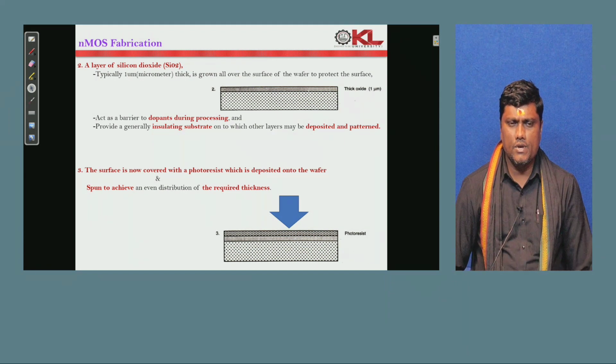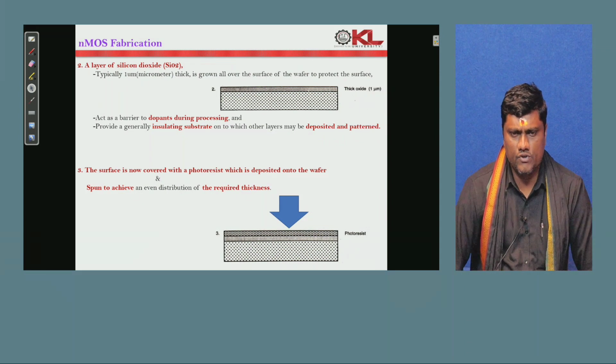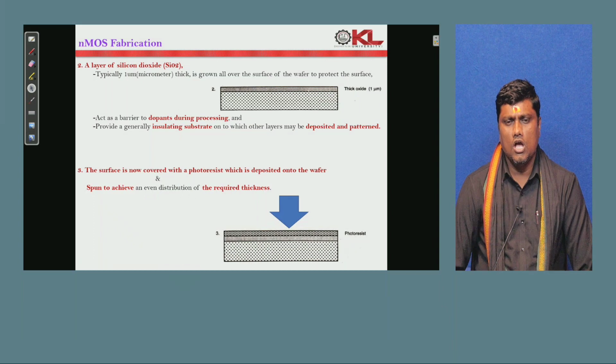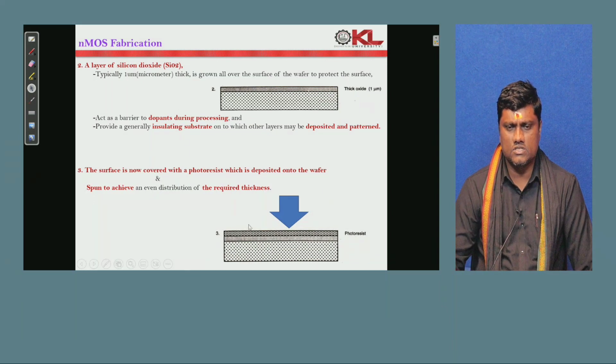Then the third step is that the surface is now covered with photoresist, which is deposited onto the wafer. You can see the third step is the photoresist layer, and this is spun to achieve an even distribution of the required thickness. This is the photoresist layer.